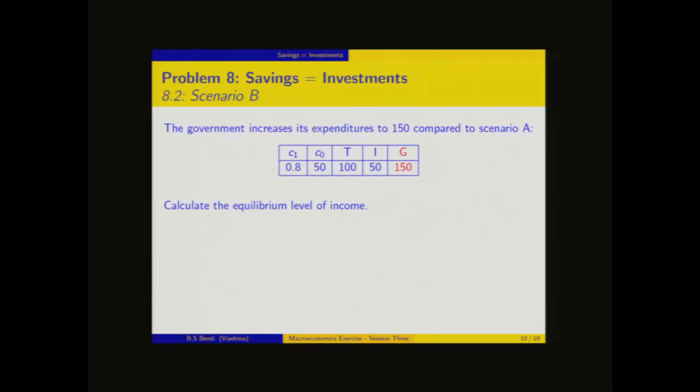We would move on to scenario B of exercise 8, where there is an increase in the government expenditure from 100 to 150, and we are asked to calculate the equilibrium level of income having the condition that we have just seen.